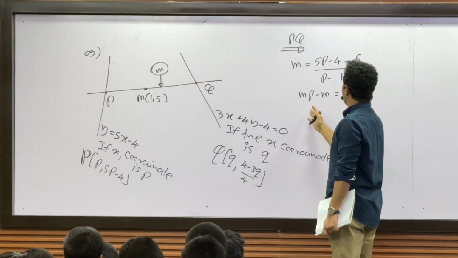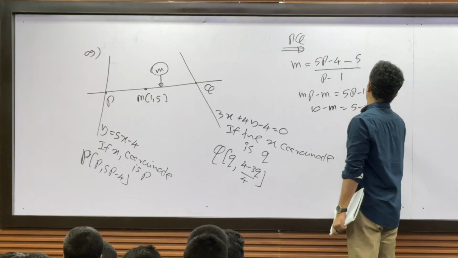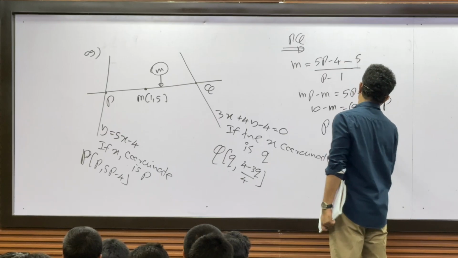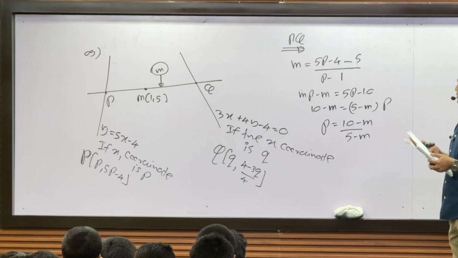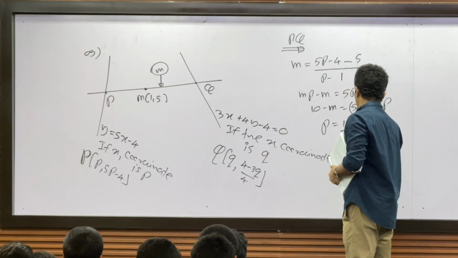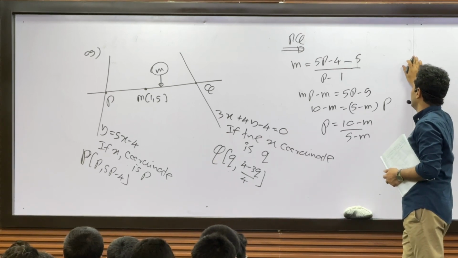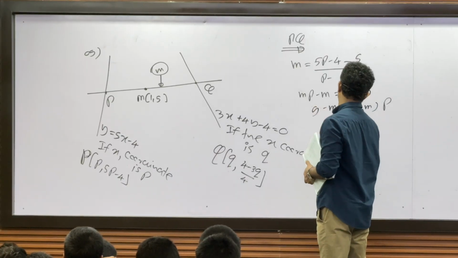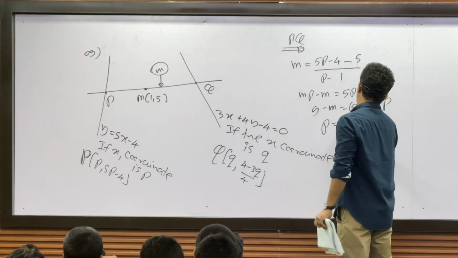Now you need to find p, so take these terms the other way. Taking all the p's to one side, 5p minus mp equals 9 minus m, so (5 minus m) times p equals 9 minus m. Therefore p equals (9 minus m) over (5 minus m).